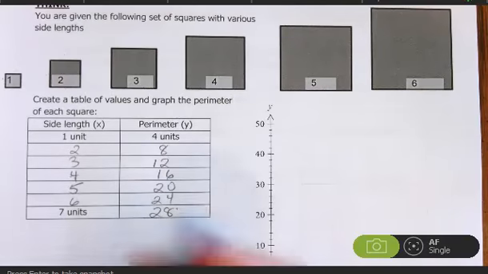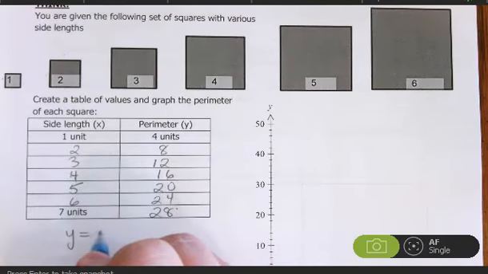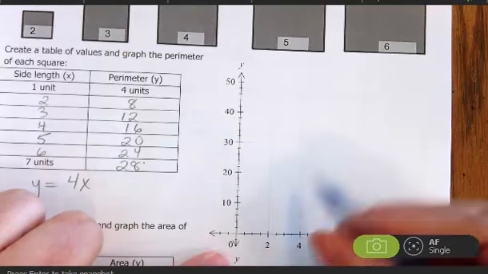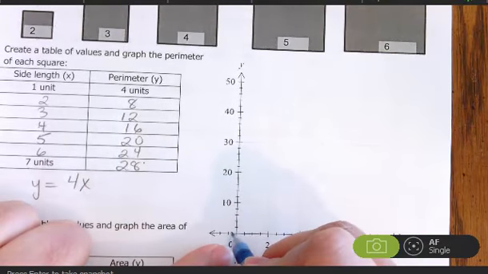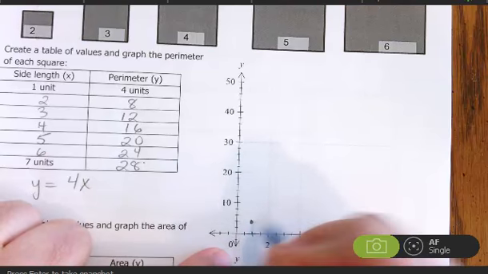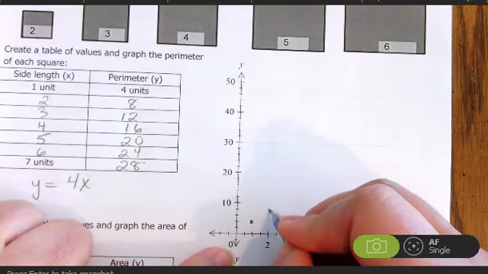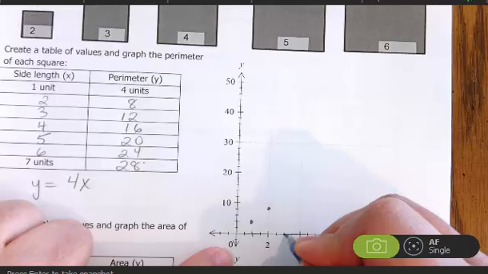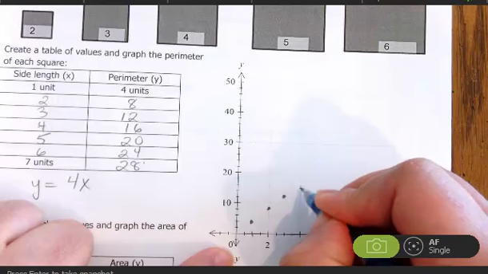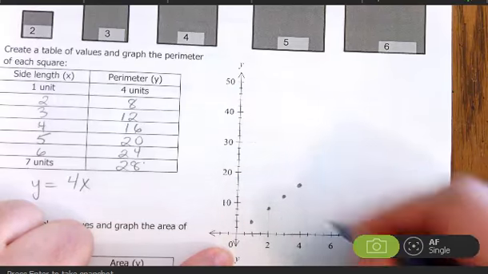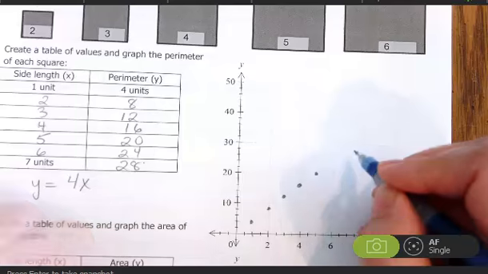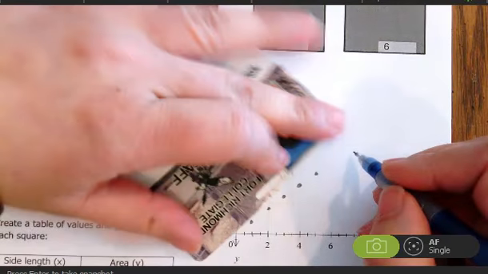Now, if we look at this, as I said, we can come up with the equation y equals 4x. If we graph these points right here, we're going to have our first point, which is 1 and 4, and just beware of the scale that's given here. We're going to have 2 and 8, then 3 and 12, 4 and 16 will be right here, and so on. So you see what's happening? We are getting a straight line. We can connect all these dots.